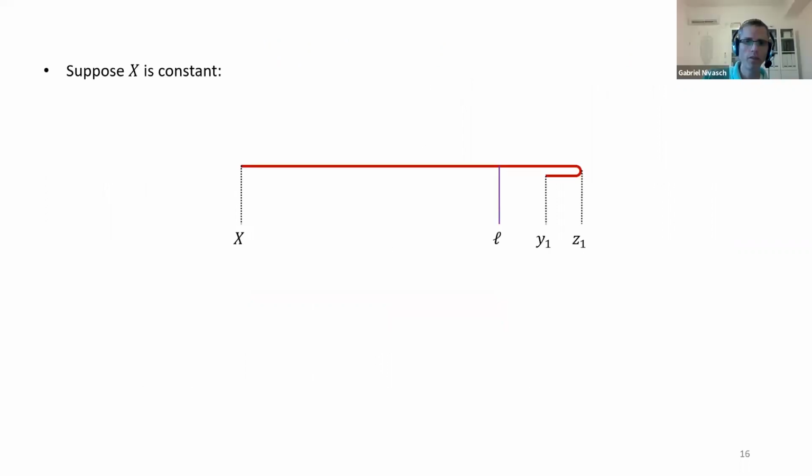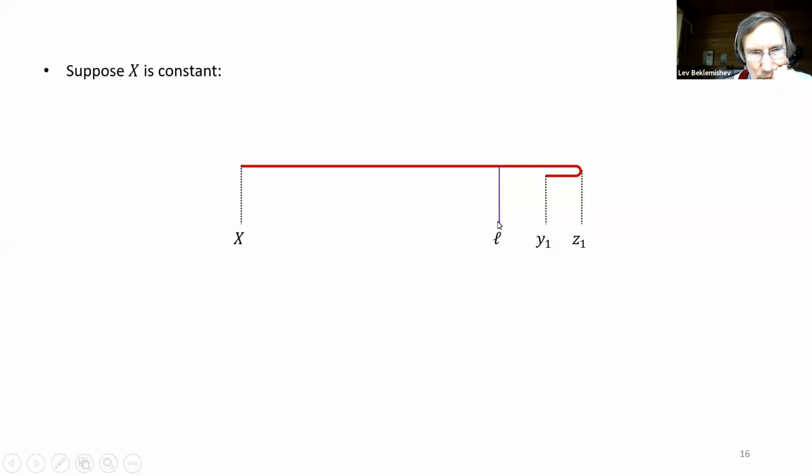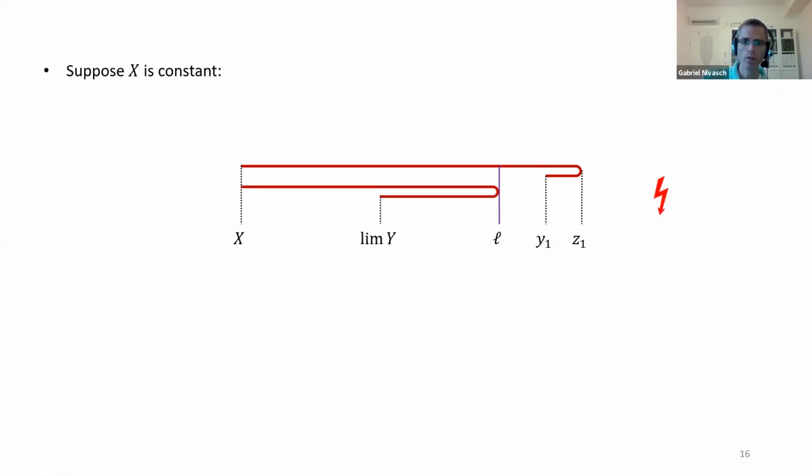Okay, and if x is constant, you get something like this. Here's the first, so all the xi's are the same, they're here. And here's the first z and the first y. And here's the limit of the z's. And so the limit of the y's has to be smaller than L. And therefore, that's a contradiction to the minimality of L.